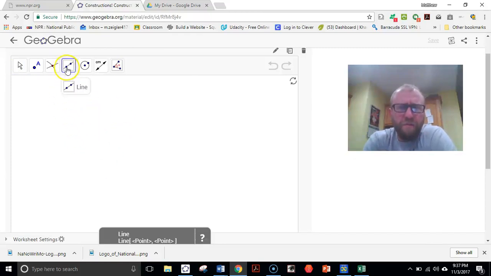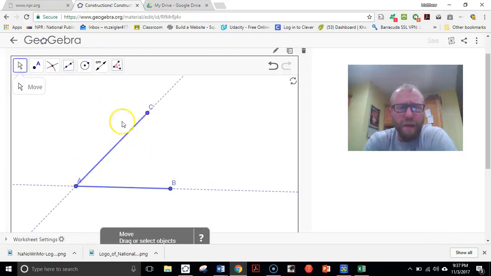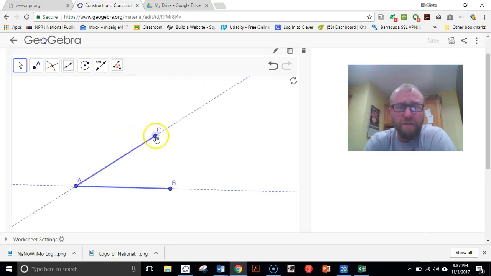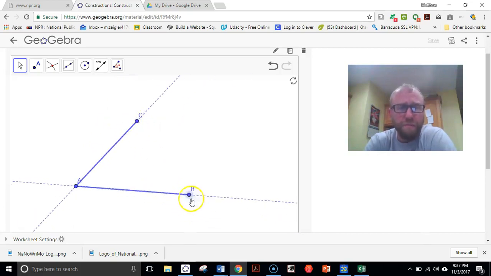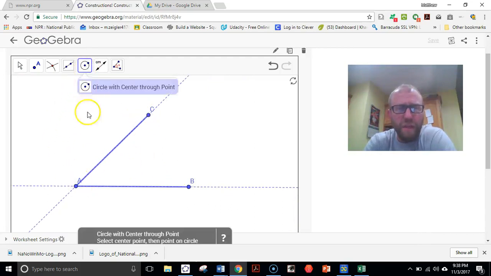Alright, in this video we're going to make an angle bisector. An angle bisector is just a line or a ray that bisects an angle, cuts an angle in half. That's what bisects means. Bi, two, bisect, cut in half. So here we have an angle. You can see this is angle CAB. I can drag the corners around.